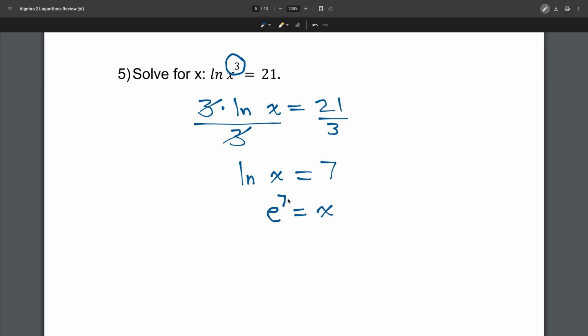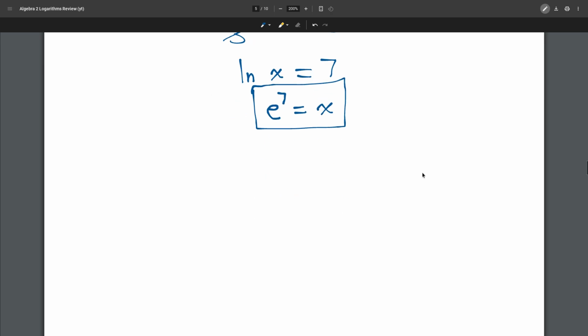Now I want to leave my answer as e to the 7th power. I could take the calculator and approximate that value, but e is an irrational number, meaning after the decimal point, it's non-terminating and non-repeating, and as far as we know, it goes on forever. So the calculator rounds it, right? So we'll just leave it as x equals e to the 7th power. And again, this is an odd exponent, so we don't have to worry about having a potential negative solution.